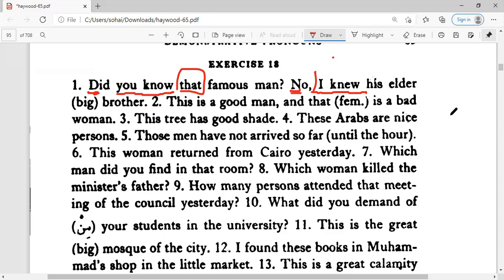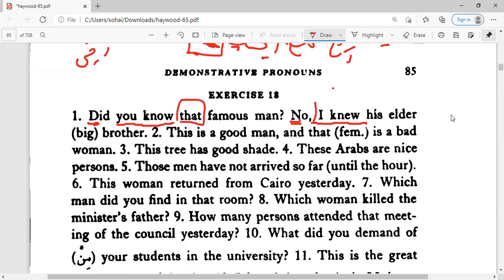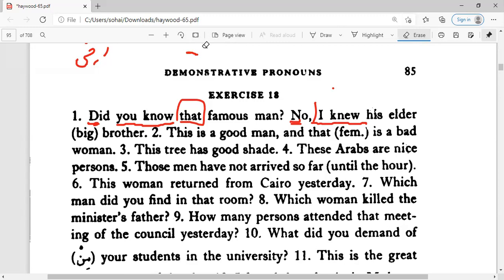So number 2, you want to do that, Nilofer? This is a good man and that is a bad woman. This is a good man. Hada, yes. Rajul, a man. And wa means and. That, dhalika. Hada rajulun. Okay.